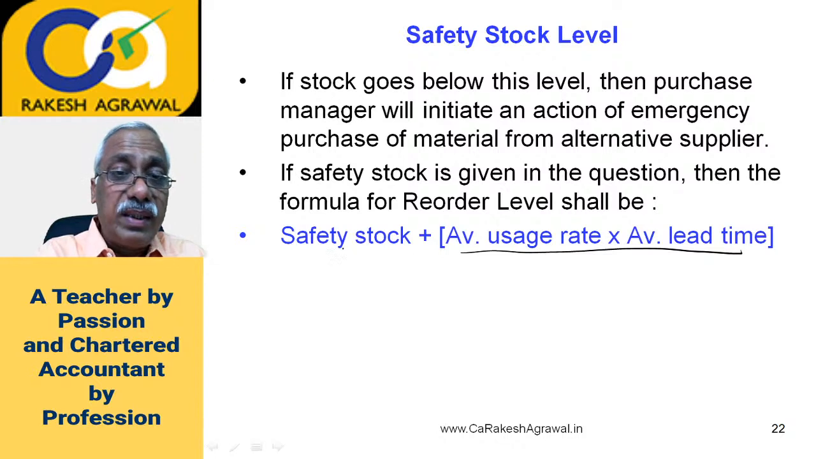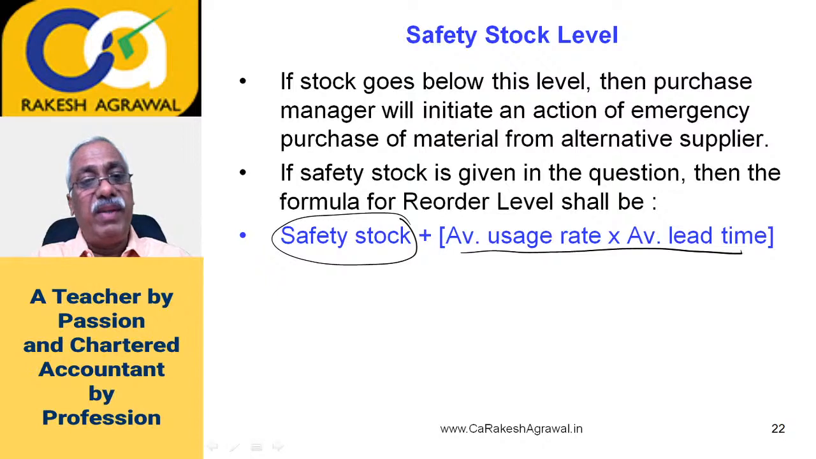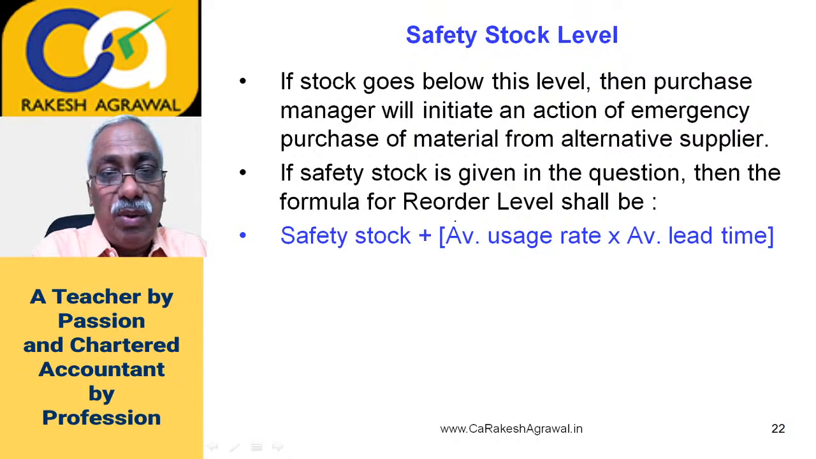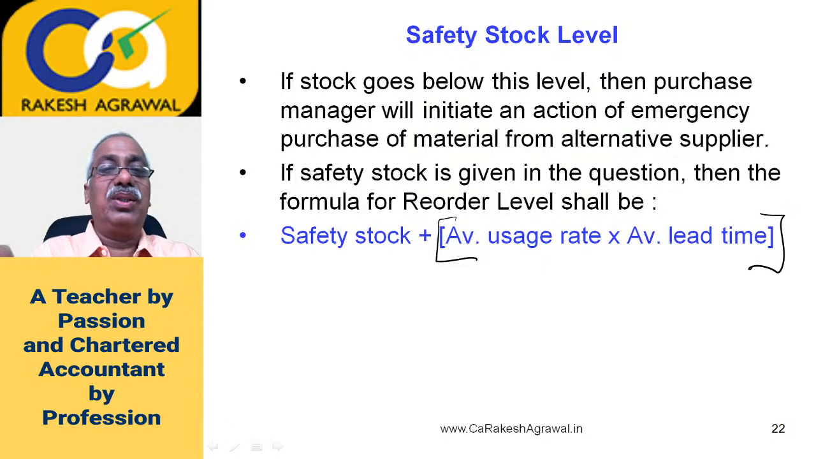Then you will add this safety stock in this formula, because safety stock is assumed to be always maintained in the godown. So your reorder level will jump. Average usage rate into average lead time plus that safety stock which we have calculated, this together will become your new reorder level. I hope you got it. So whenever you use this formula of reorder level, average into average, you will always calculate safety stock, and that safety stock you will add in this to get the new reorder level with safety stock.